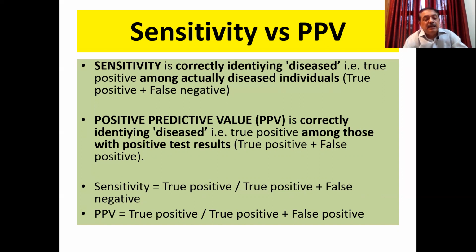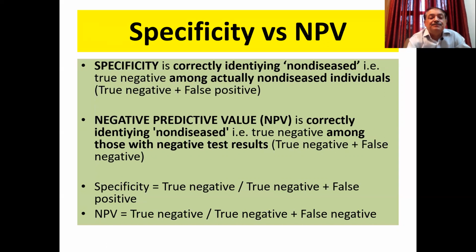So we can say among all positively tested, how many are true positive out of all positively tested. So here we can see that sensitivity is about true positive out of true positive and false negative, whereas positive predictive value is about true positive out of true positive and false positive. So that difference we have to remember.